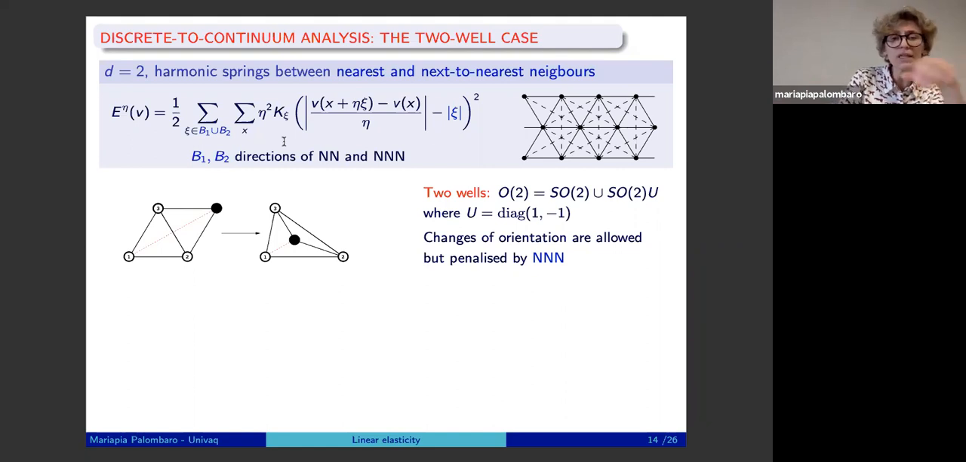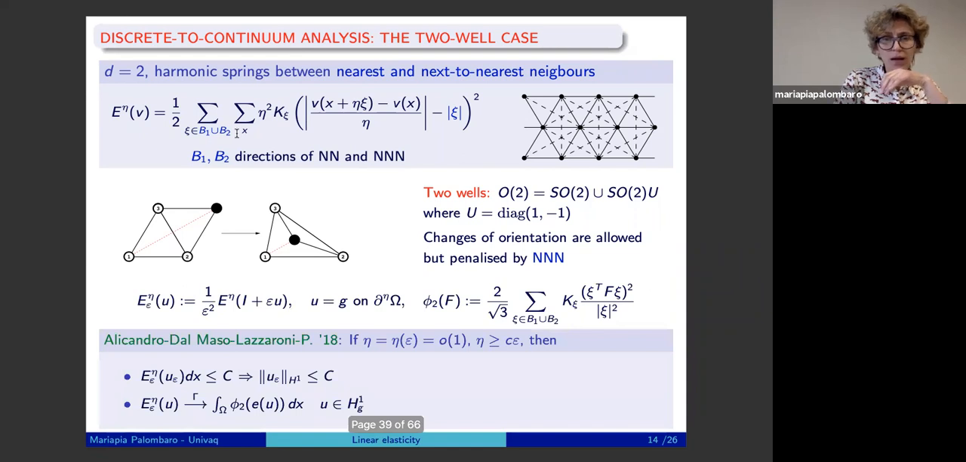Okay, so for this energy, by imposing a boundary condition, one can prove the linearization. So under this scaling of η with respect to ε, one can prove compactness and Gamma-convergence. And here the density of the energy is this one, which is very similar to phi1, the density appearing in Braides–Solci–Vitali. The difference is that here this sum runs over the union of two sets: the directions of the nearest neighbors and the other 6 directions of the next-to-nearest neighbors.